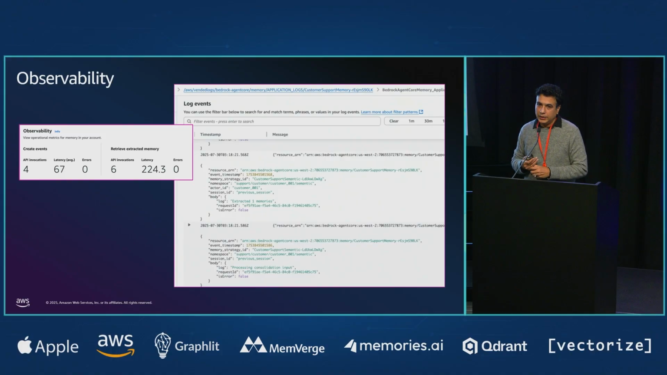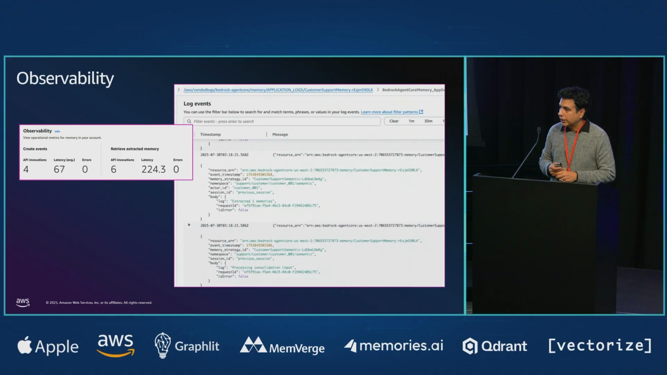Now observability is built in, so everything that you're doing with the agent and all of the memories is stored into CloudWatch. So you can go in and look at what kind of memory extraction happened, how much time it is taking, timestamp, all of the metadata, errors, invocations, all of that is available to you.